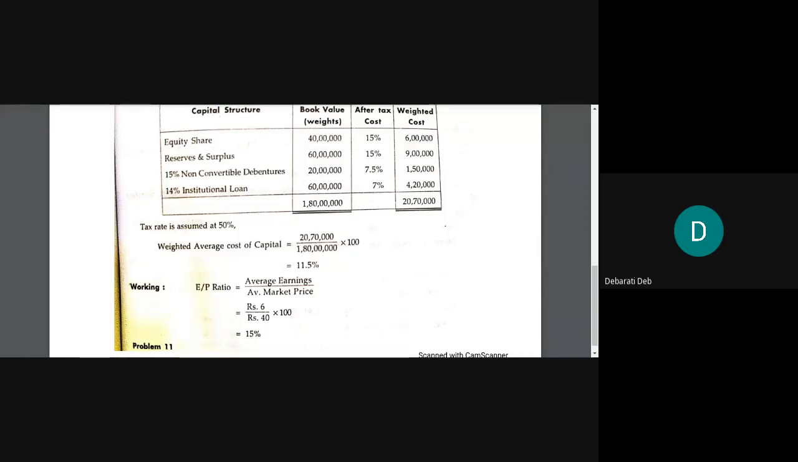You just have to go back to your notebook and see the last papers. When we started this chapter, I started with the formula. We spent so many days writing the formula. So you check those formulas, apply those formulas and calculate the cost of debt. Then you calculate the weighted average cost of capital.